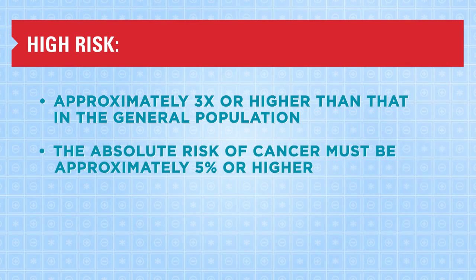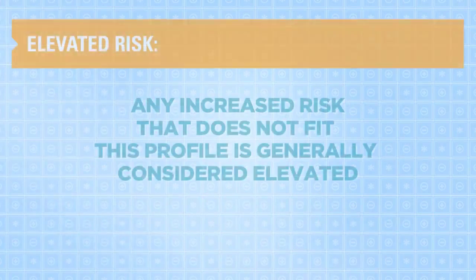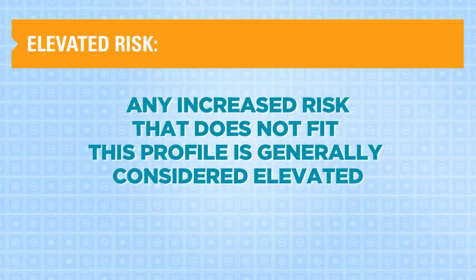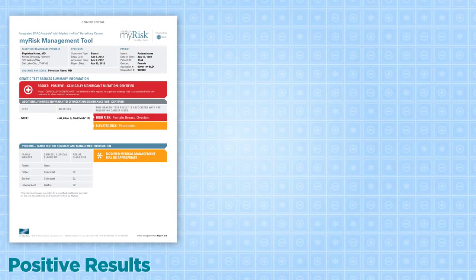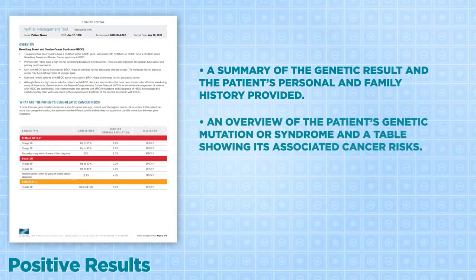The absolute risk of cancer must be approximately 5% or higher, and there must be significant data from multiple studies supporting the cancer risk estimates. Any increased risk that does not fit this profile is generally considered elevated. The standard mutation-positive myRisk management tool will include the following important pages: a summary of the genetic result and the patient's personal and family history provided. You will find an overview of the patient's genetic mutation or syndrome and a table showing its associated cancer risks as compared to the general population.